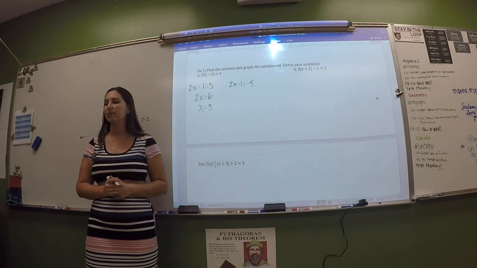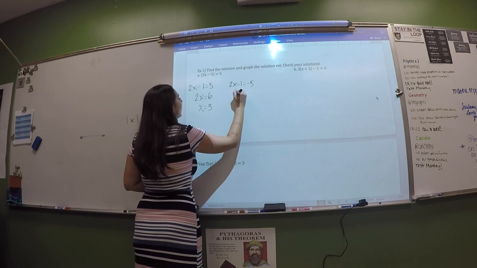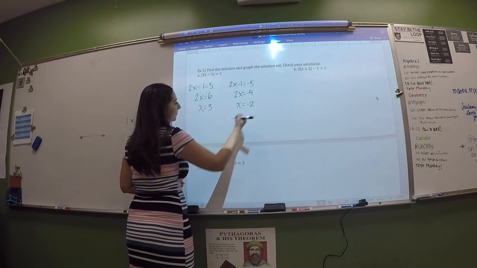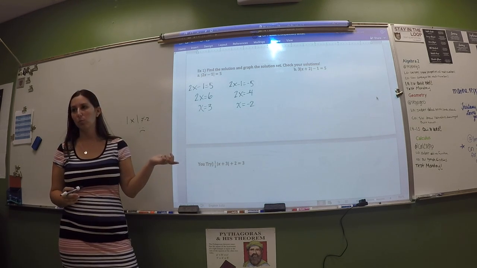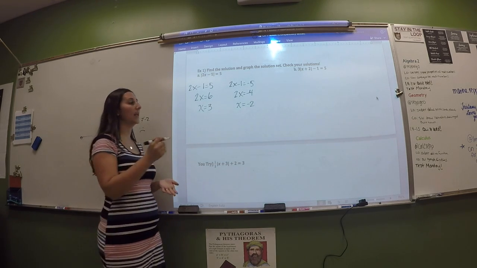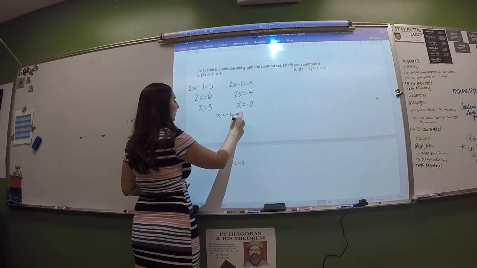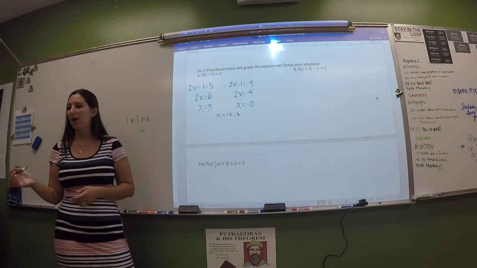Or add 1, 2x equals -4, divide, x equals -2. We got 3, and we got -2. On MathXL, it's going to ask you to separate your answers with a comma, something like this, so you'll just list them. I don't really care how you do it.